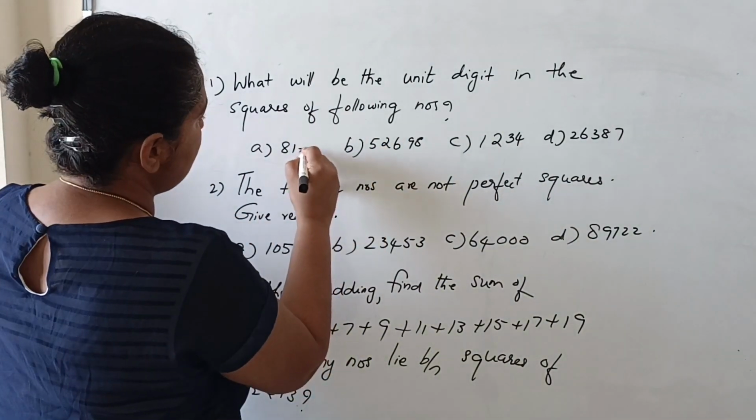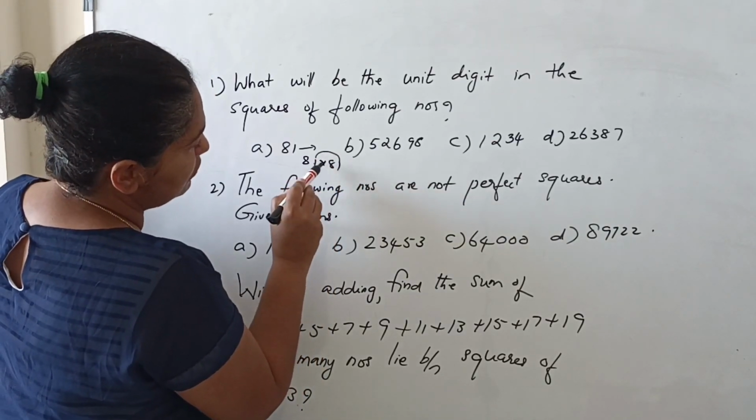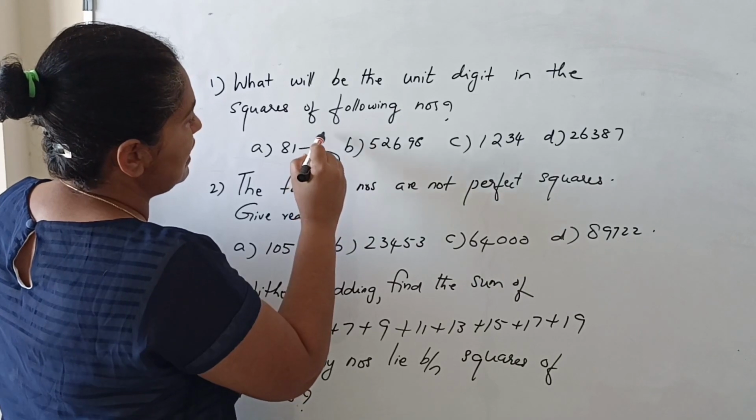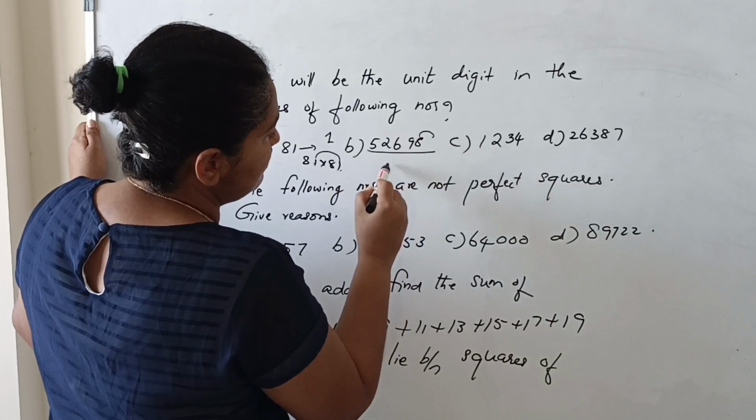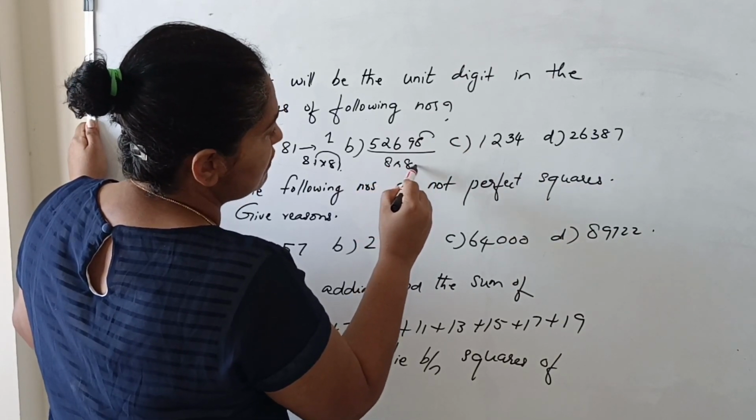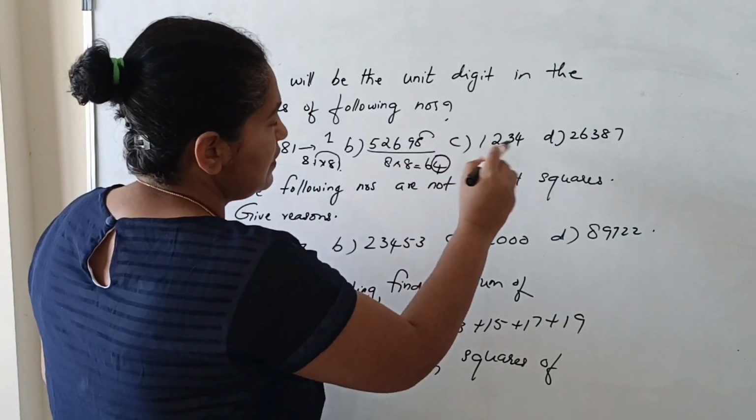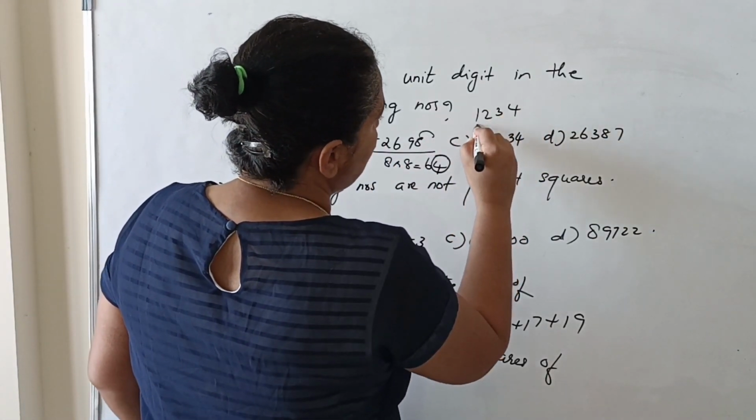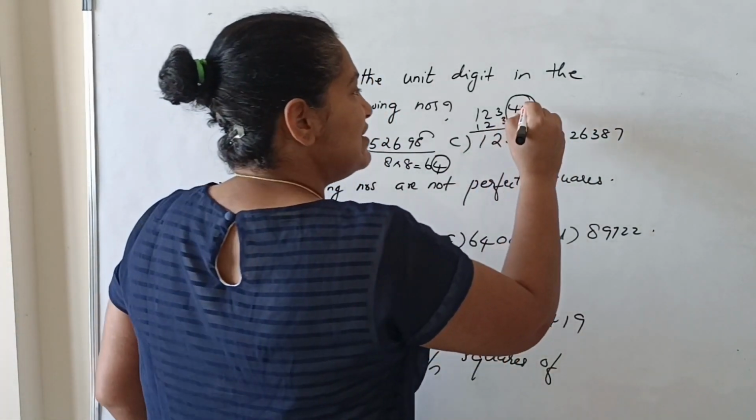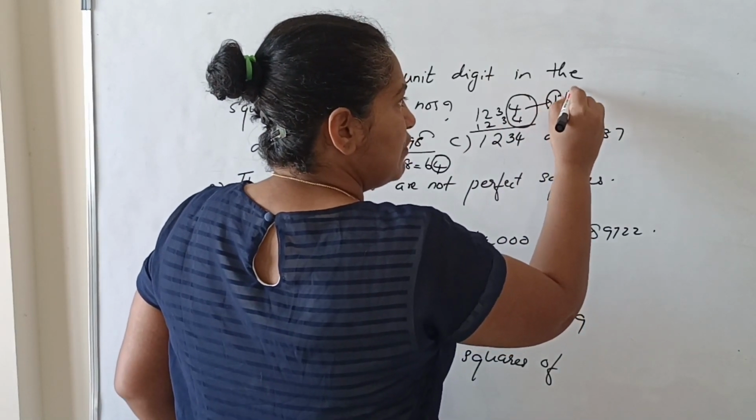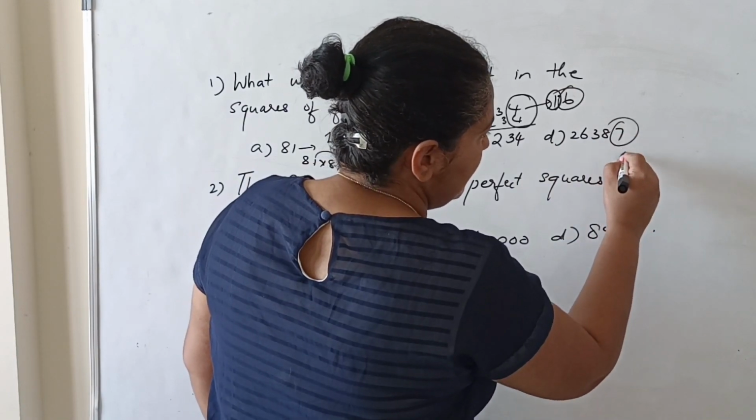What will be the unit digit in the square of the following numbers? 81. The square of 81 is basically 81 into 81. You know that the unit digit is the product of these two, so 81 square will end with a 1. 5269 8: the last digit will be the product of 8 and 8, which is 64, so it will end with a 4. 1234 into 1234: the last digit will be the product of 4 and 4, which is 16. 1 will go as a carryover, so the last digit will be 6. 26387: the last digit will be 9.